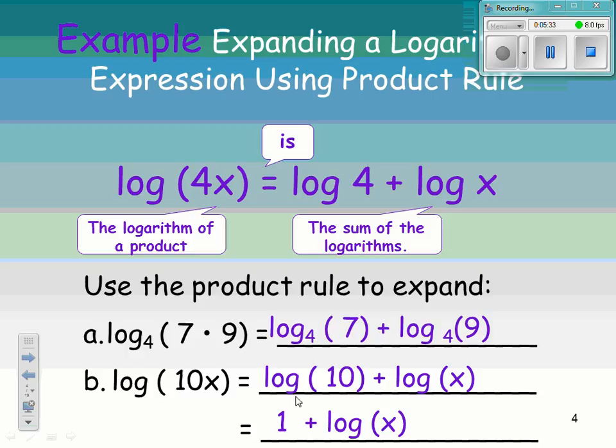Now let's talk about why this turned into a 1. Remember we said anytime you have a log and it doesn't have a base, then it's actually a log with a base of 10. So if there were a little 10 down here, we'd be saying log base 10 of 10, which is log of 10 divided by log of 10. Well, anything divided by itself is equal to 1.